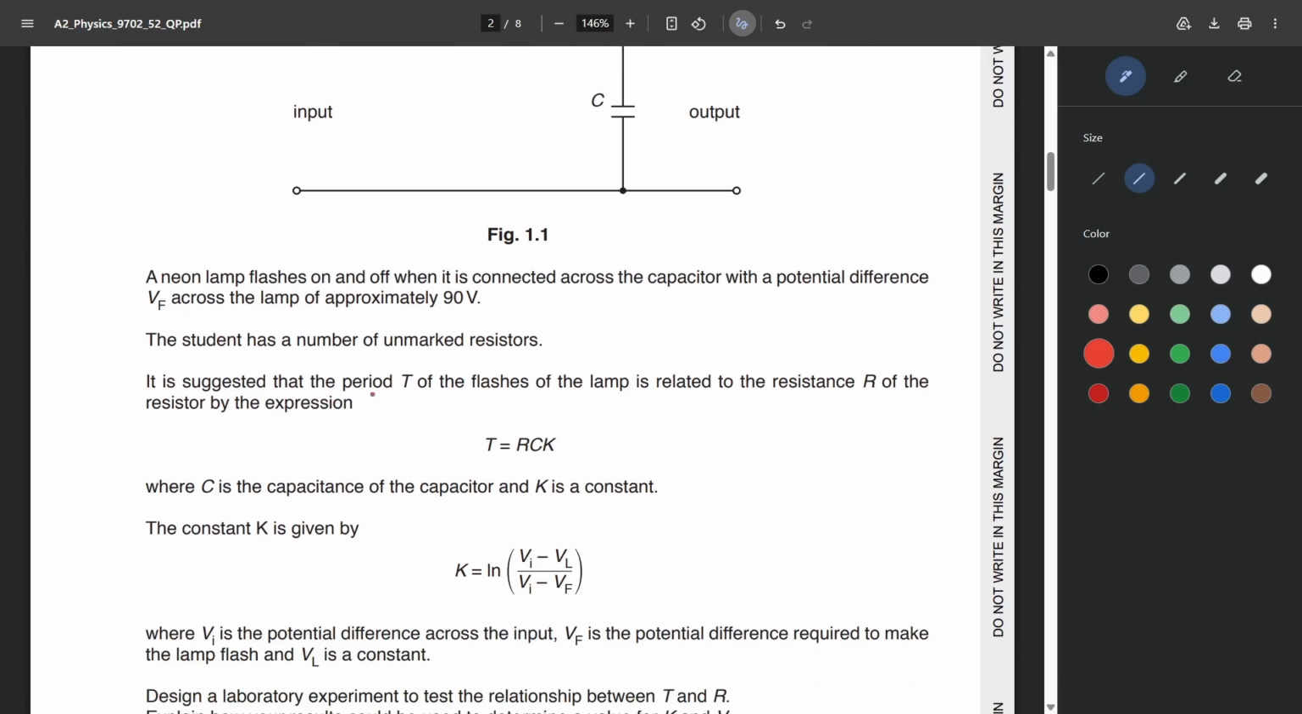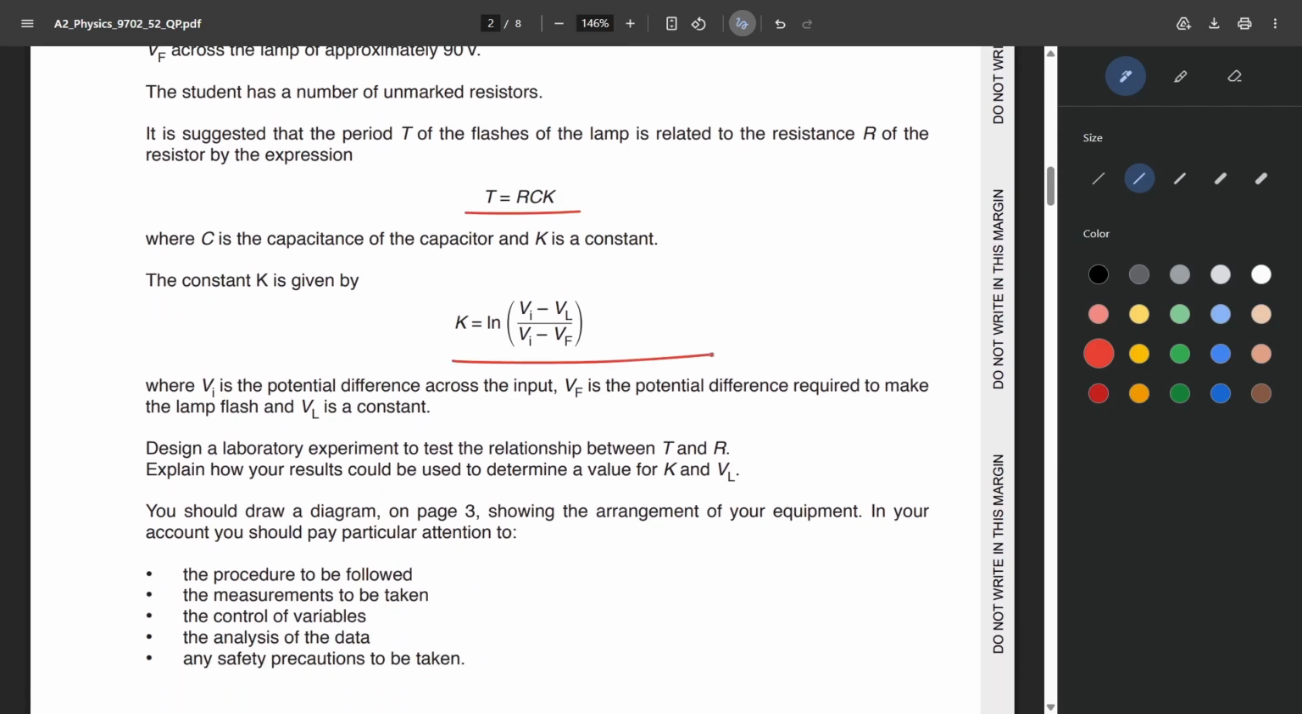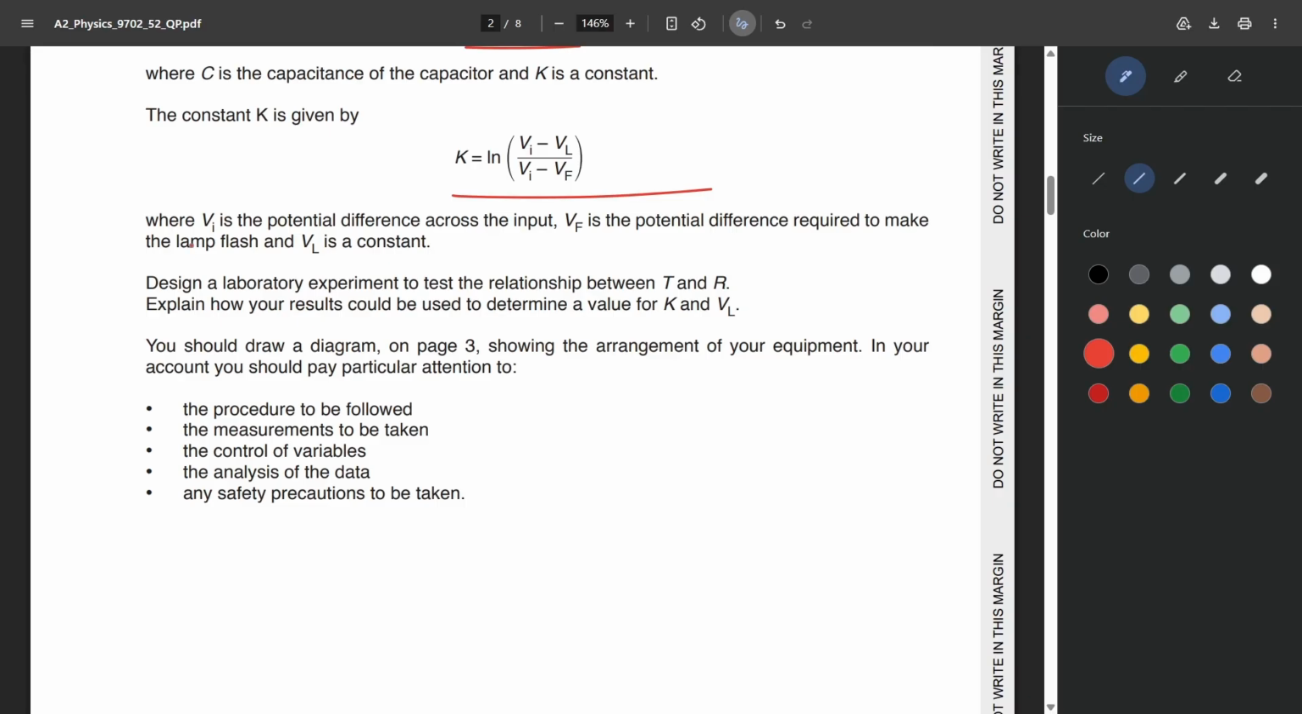The student has a number of unmarked resistors. It is suggested that the time period T of the flashes of the lamp is related to the resistance R of the resistor by the expression given over here, where C is the capacitance of the capacitor and K is a constant. The constant K is given by this equation right here, where Vi is the potential difference across the input, Vf is the potential difference required to make the lamp flash, and VL is a constant.